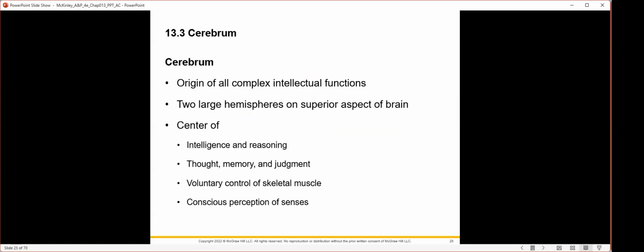Let's move into some of the brain structures, okay? So first we have cerebrum. And it is the origin of all complex intellectual functions. Cerebrum is the largest part of the brain, and we're going to see the different functions simply based on what lobe associations we have when we get there. It is considered the center of intelligence and reasoning, thought, memory, and judgment, voluntary control of muscle, and conscious perception for our senses.